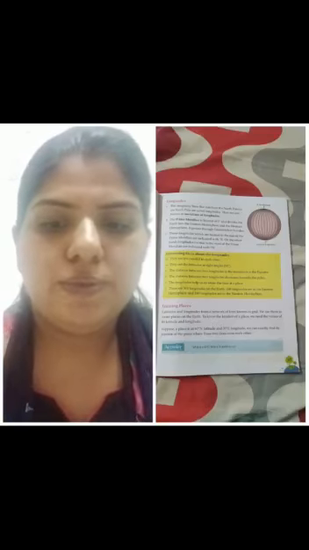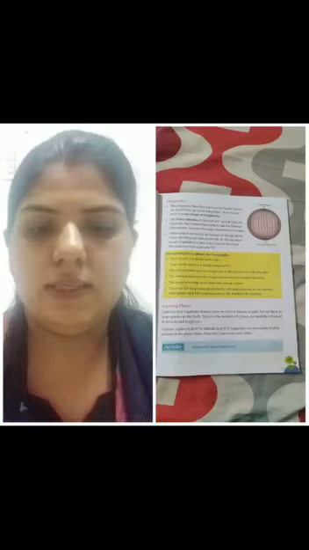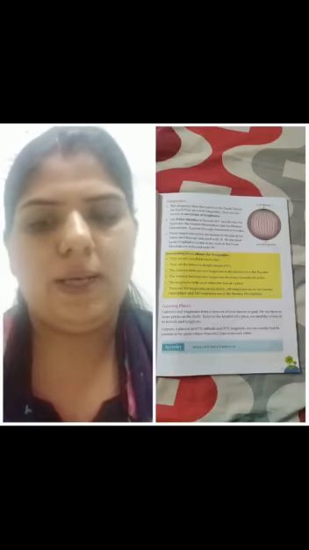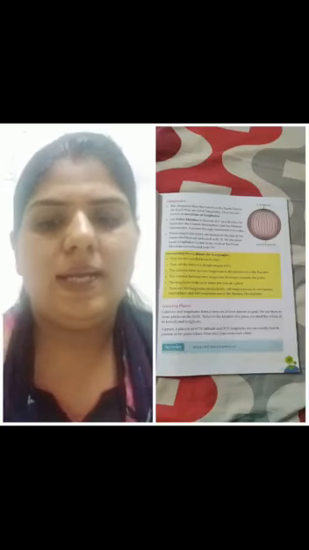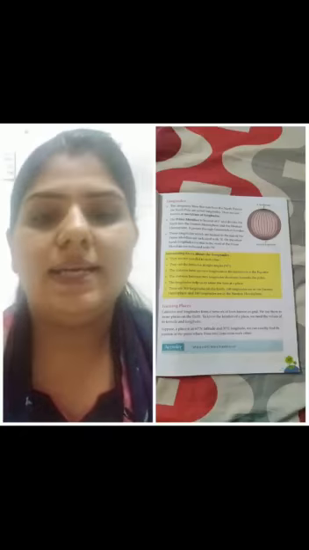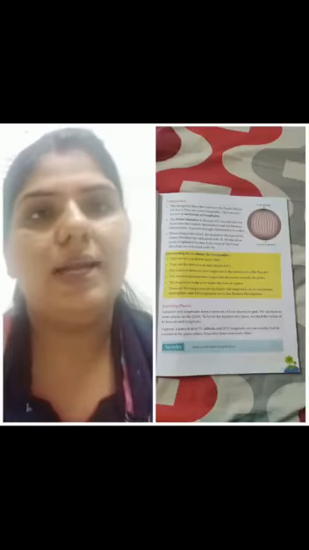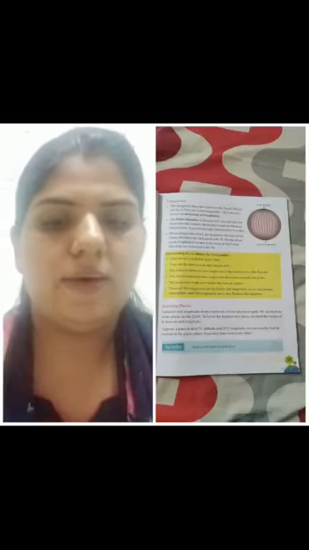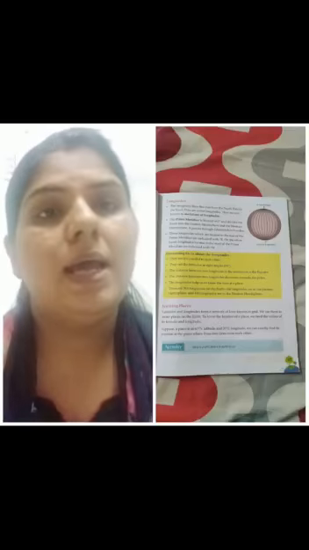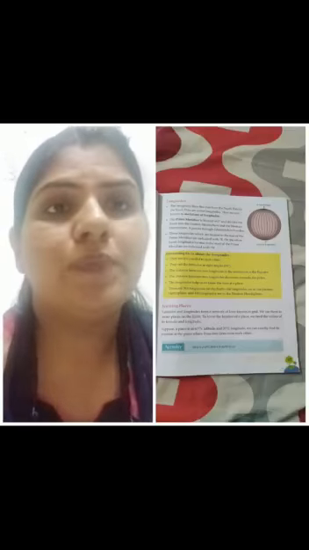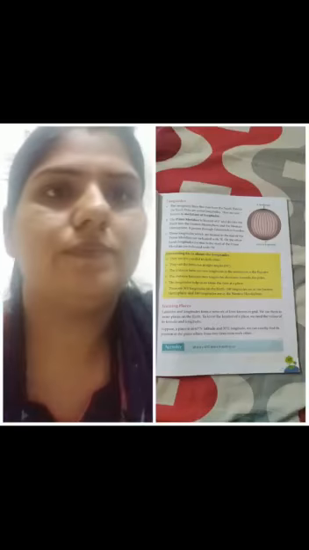Those longitudes which are located on the east of the prime meridian are indicated with the degree east. On the other hand, longitudes located on the west of the prime meridian are indicated with the degree west. Now we will see an animation which will clear our idea about longitudes.